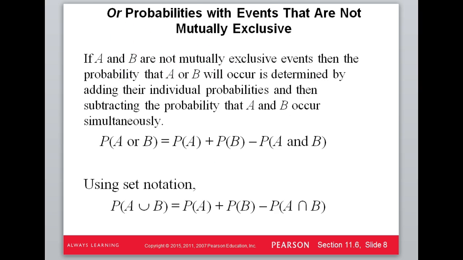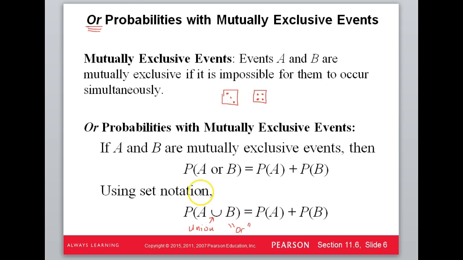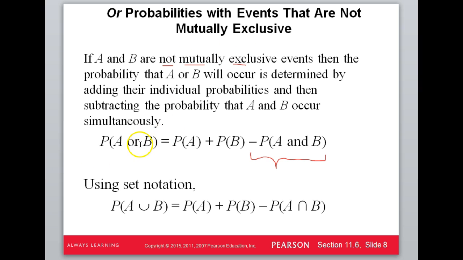Alright, well, what if they're not mutually exclusive? What if they do share common outcomes? If they're not mutually exclusive, then we're going to have this extra piece onto it. If you go back and look at the rule for when they were mutually exclusive, you just add the probability of A plus the probability of B. And this is saying if they're not mutually exclusive, you still add the probability of A and the probability of B, but because they have outcomes in common, they've been overcounted. So you've got to subtract off the overcount. So that's what this is doing.